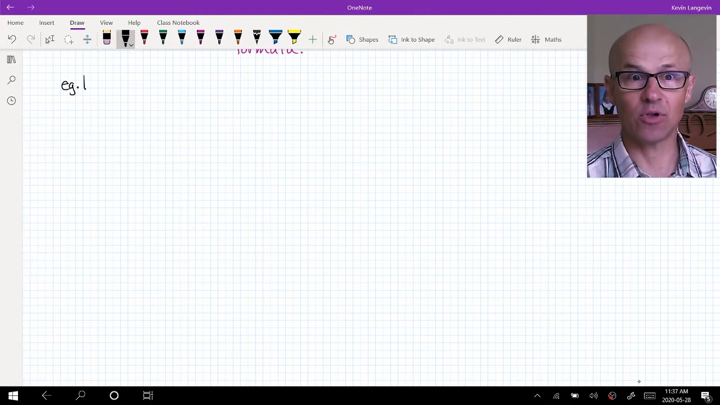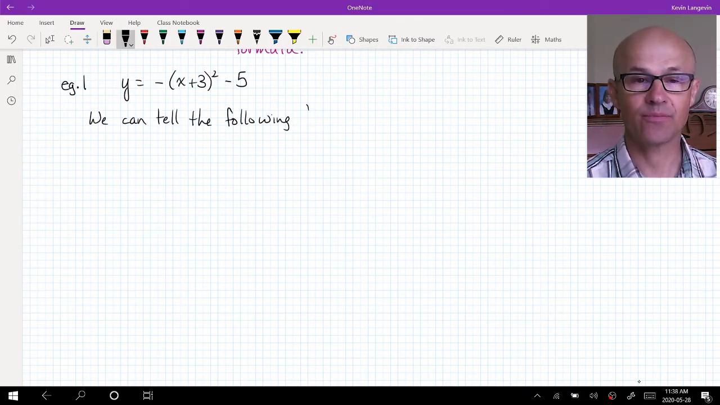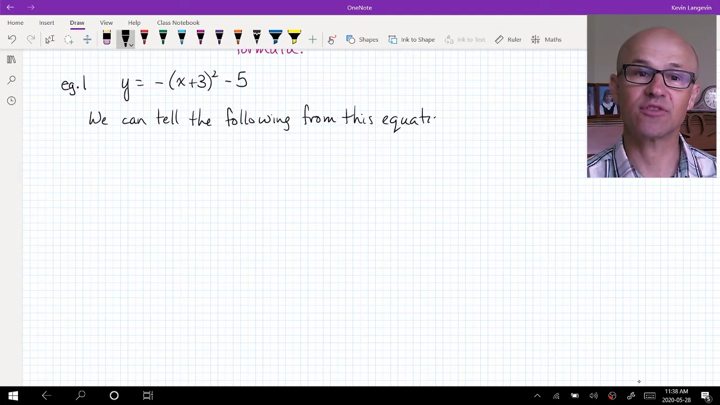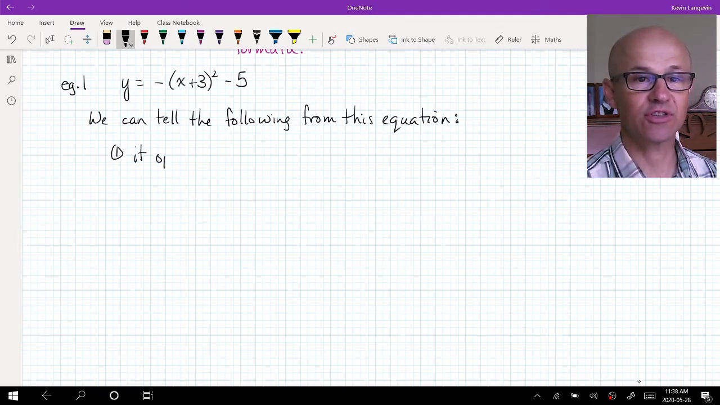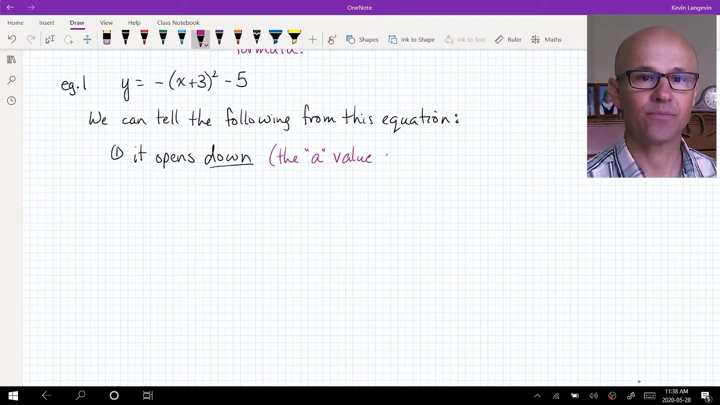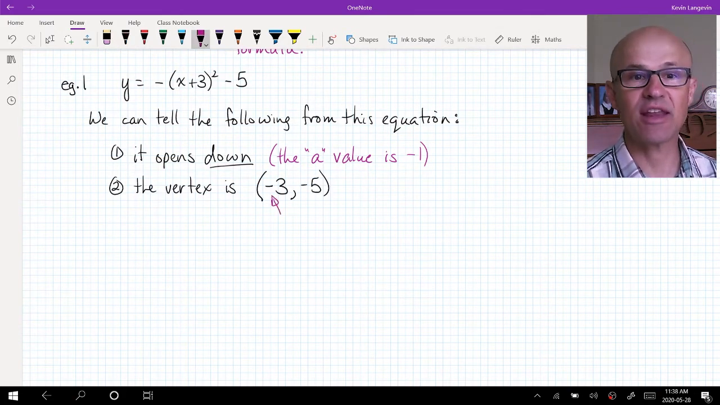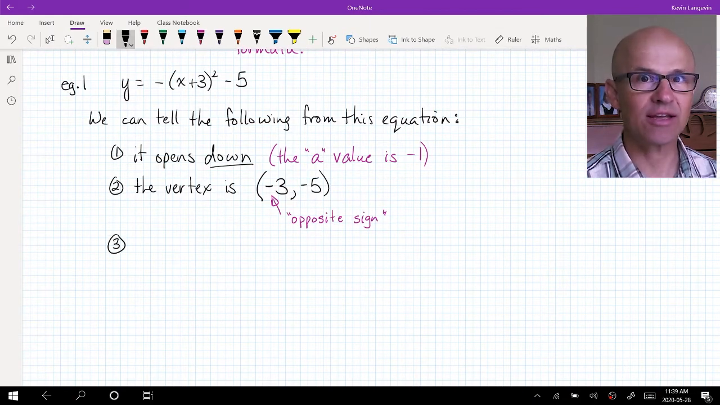My first example. Suppose I have y is equal to a negative, which is a -1, (x + 3) squared minus 5. We can tell the following pieces of information from this. First, it opens down. The a is a -1. Second, the vertex is at (-3, -5). So again, just that piece inside the brackets, it looks like an opposite sign.